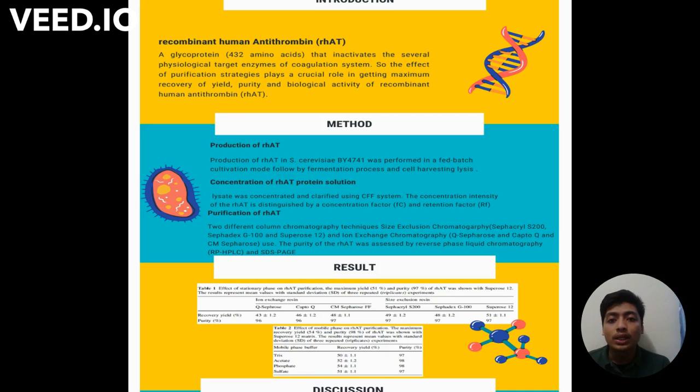Size exclusion chromatography (SEC) is another purification process in which components are filtered according to their size and sometimes molecular mass. It is frequently used to purify large macromolecules such as proteins.